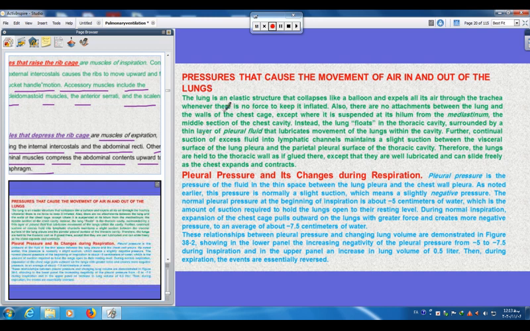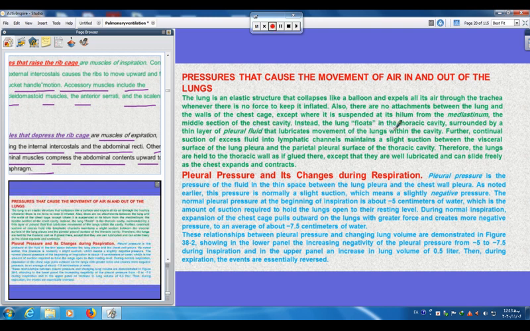We should know the pressures that cause the movement of air into and out of the lungs. The lungs are an elastic structure that collapses like a balloon and expels its air through the trachea whenever there is no force to keep it inflated. Also, there is no attachment between the lungs and the walls of the chest cage, except where it is suspended at its hilum from the mediastinum, the middle section of the chest cavity.